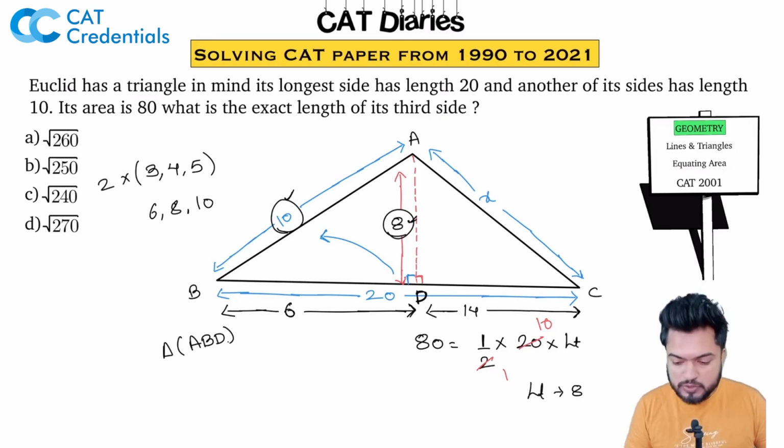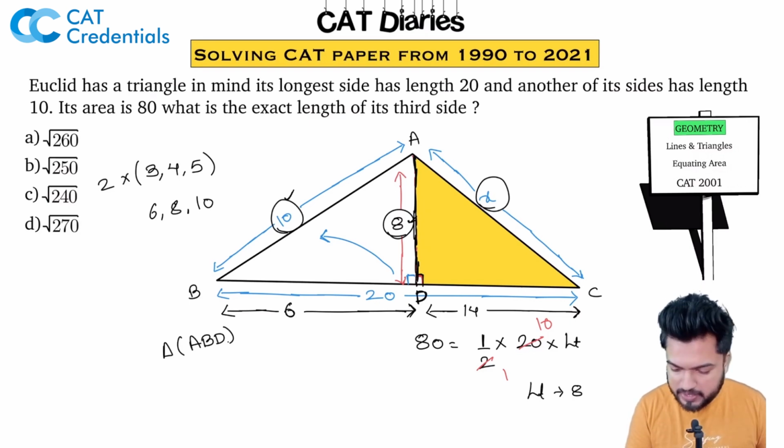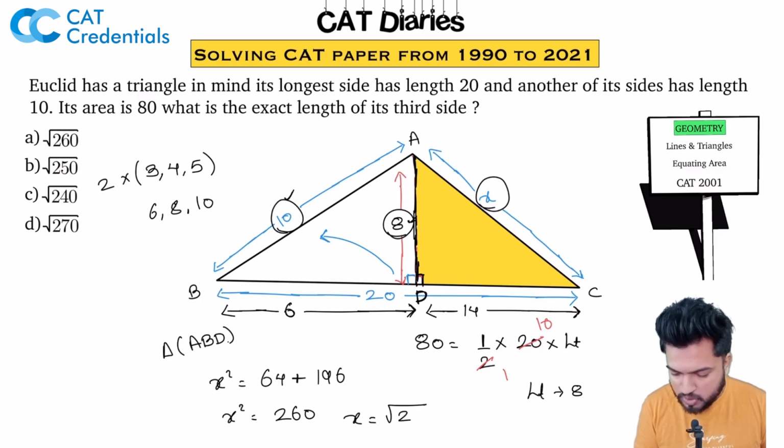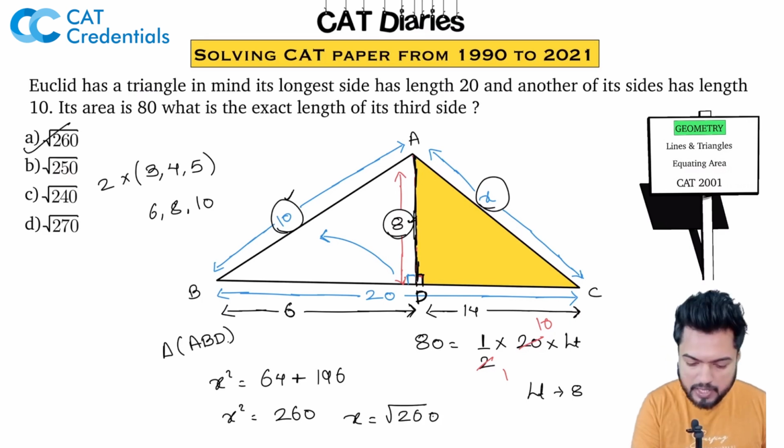Now the problem is almost over. You need to find out x. This is again one more triangle. If I paint this for your better understanding, this is the triangle ABC. I'm talking about this yellow triangle now. In this yellow triangle, this angle is equal to 90 degrees because this is a perpendicular. Applying the Pythagoras theorem, x square is equal to 8 square, 64, plus 14 square, that is 196. If you add both of them, that is equal to 260. So x square is equal to 260, x is equal to square root of 260. That is option A, your answer.